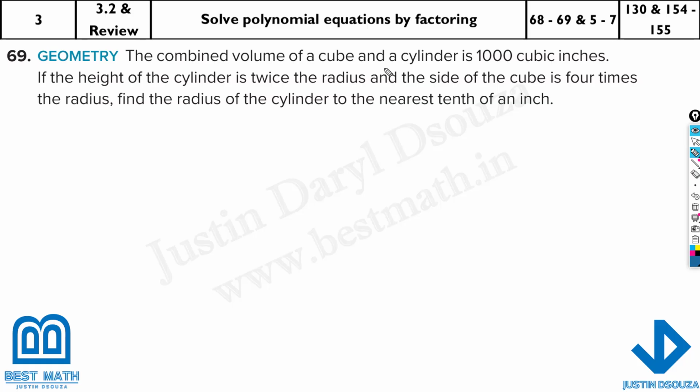What about the next problem? The combined volume of a cube and a cylinder is 1000 cubic inches. If the height of the cylinder is twice... Okay, first let's write what is given. The volume of a cube and a cylinder, cube plus cylinder, is equal to 1000 cubic inches.